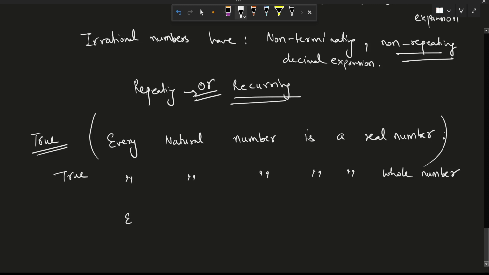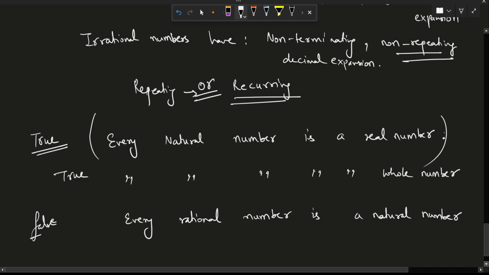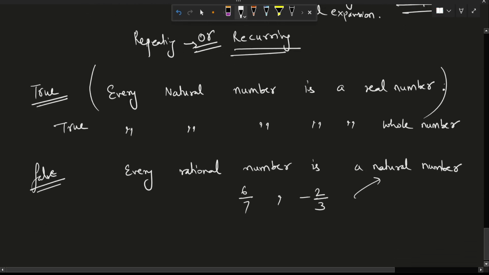But if I say that every rational number is a natural number, is this statement true or false? This will be counted as a false statement, because a rational number can be 6 by 7, or minus 2 by 3. That is not a natural number. So it's a wrong statement. Whenever these types of statements come and you have to represent them as true or false, just take examples and decide whether it will be a true statement or a false statement.